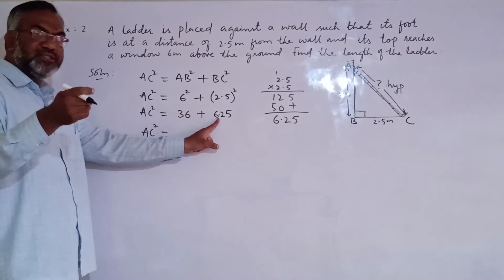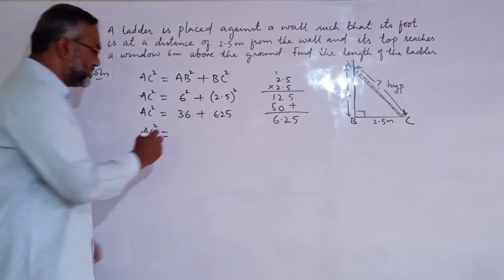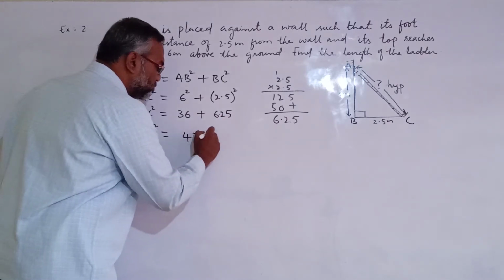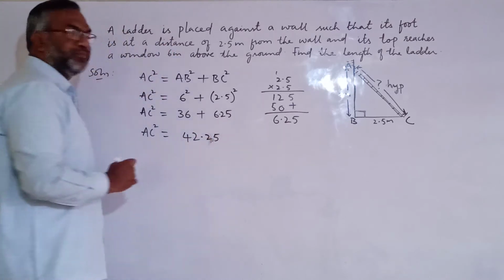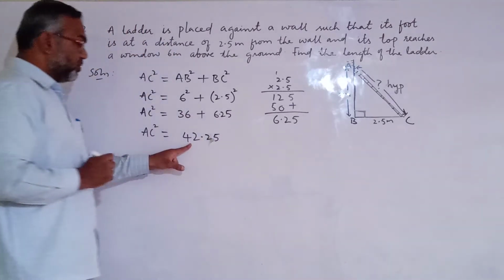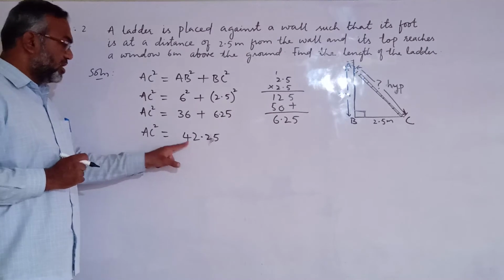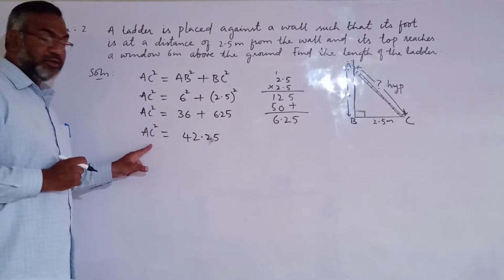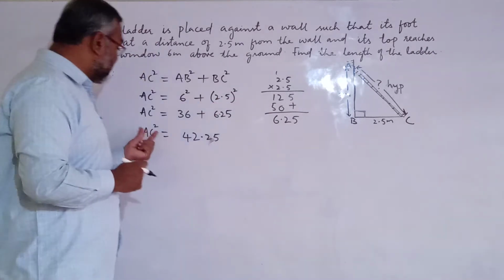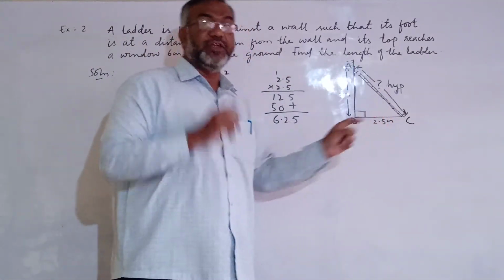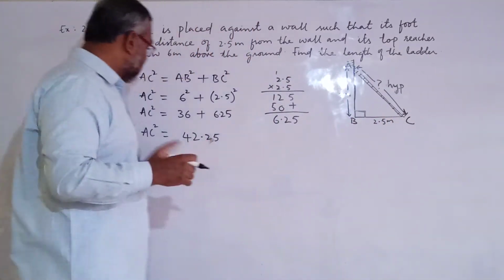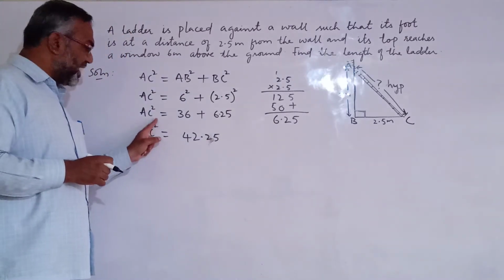36 plus 6.25 will be 42.25, right? So that will be 42.25. Now this is AC square, but we do not need AC square. We do not need the square of the length of the ladder. We need the length of the ladder. So we have to remove the square, right?